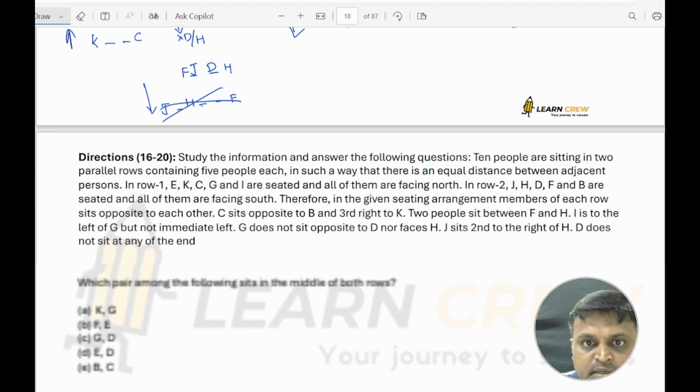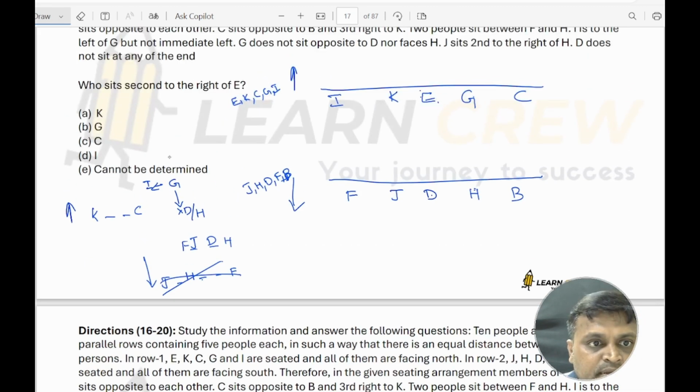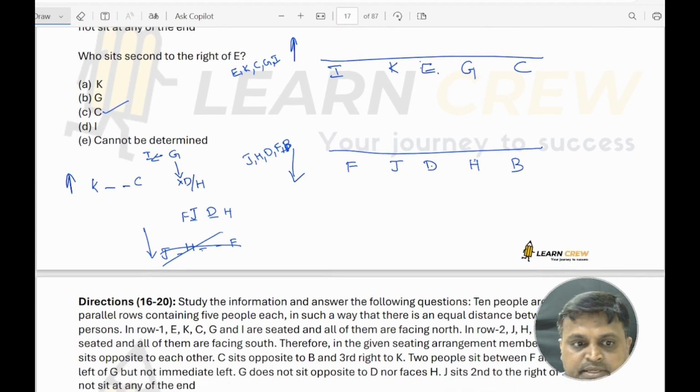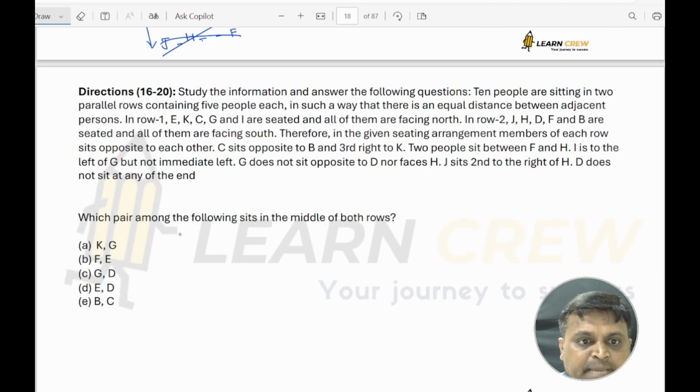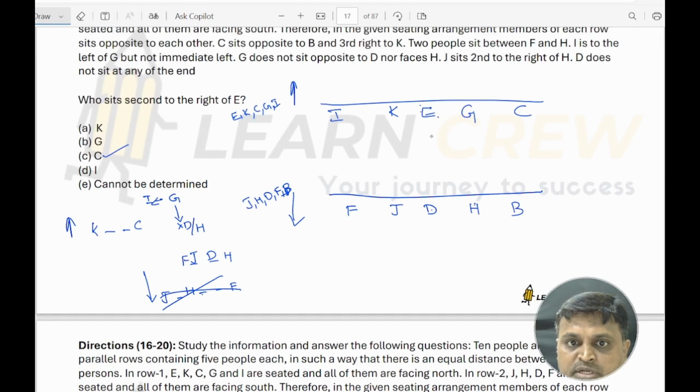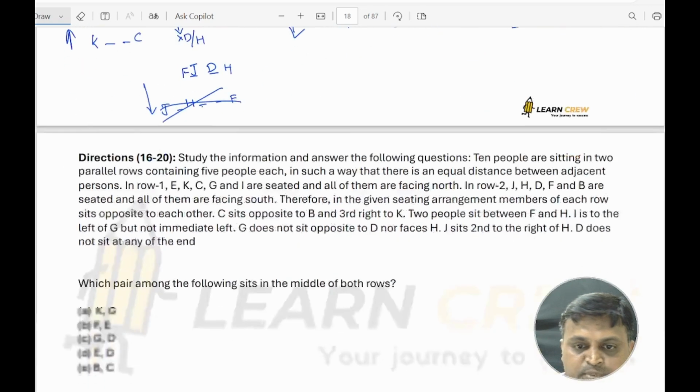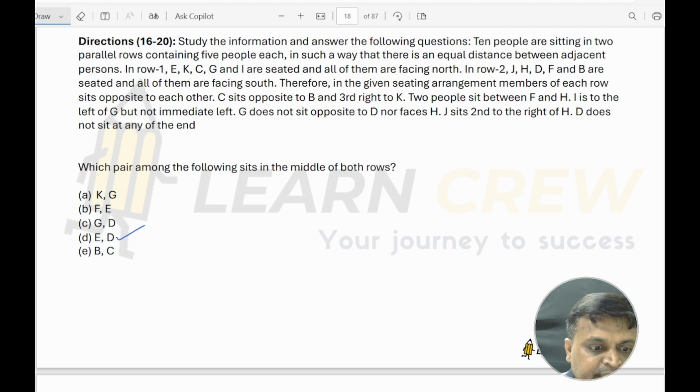Next one. What is the question we have? Who sits second to the right of E? It is C. Next question. Which pair among the following sits in the middle of both the rows? In the middle of both the rows, who are there? E and D. So which option? E and D, option D.